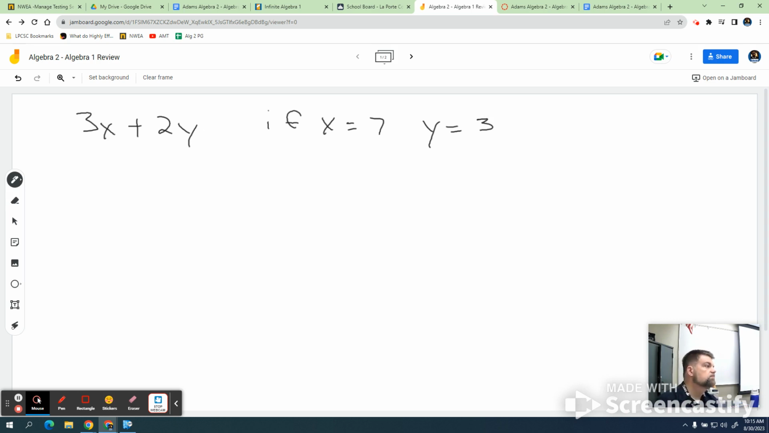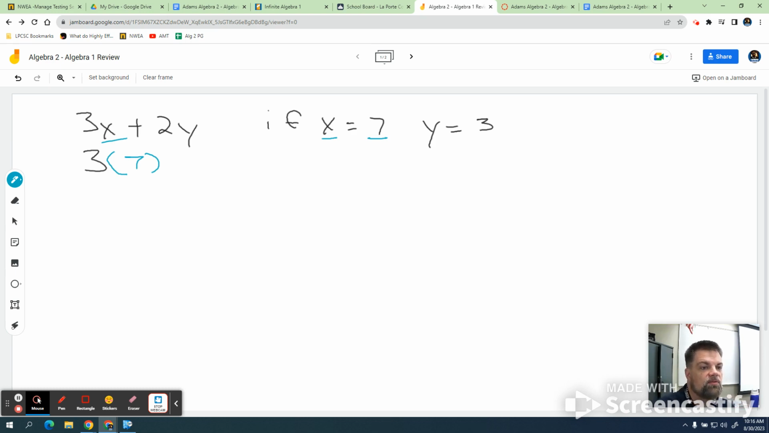Okay. So what do you guys think I need to do to figure out what that is? Yes. Plug them in, right? So wherever there's an x, and I'll do some color coding here, wherever there's an x, I can plug in the value for 7. Now 3x really means 3 times the value of x, right? You guys remember that from Algebra 1?